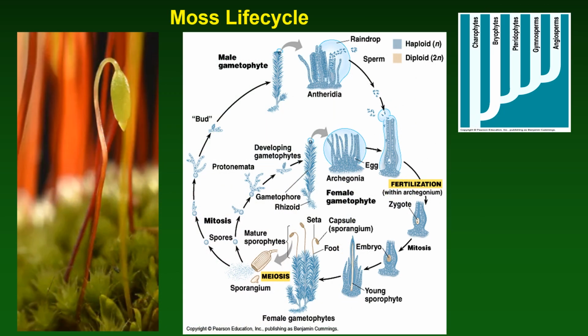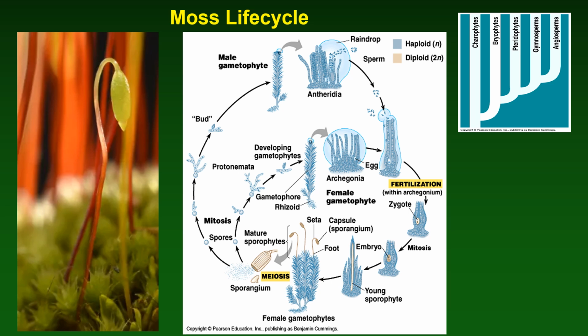Okay, let's have a quick look at the moss life cycle. So again, those little green plants that you see, they're gametophytes. They're haploid. And for most mosses, there are two separate sexes. We have male gametophytes and we have female gametophytes. Some mosses, though, are hermaphrodites. That means on one plant, one of those little sprigs, we have both male and female reproductive structures.